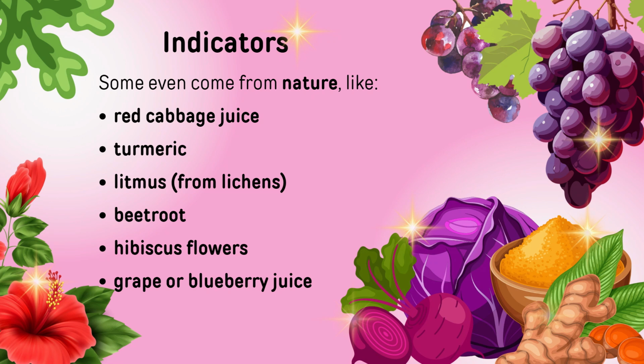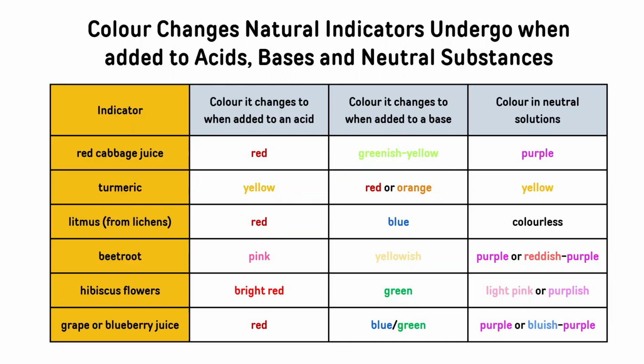Some even come from nature, like red cabbage juice, turmeric, litmus from lichens, beetroot, hibiscus flowers, grape, or blueberry juice. Here's a table showing us how our indicators change when an acid or a base are added to them. Red cabbage juice turns red when an acid is added to it, and greenish yellow when a base is added to it. It stays purple if it's added to a neutral solution.